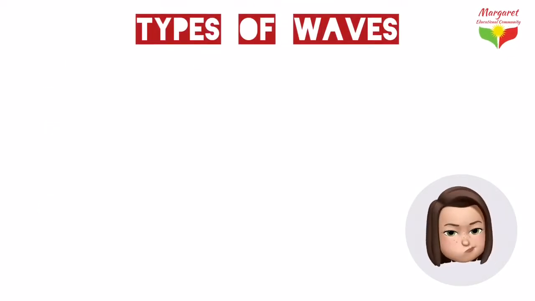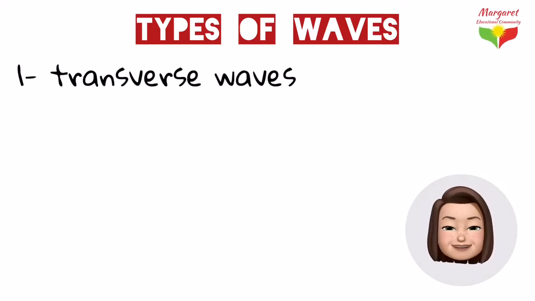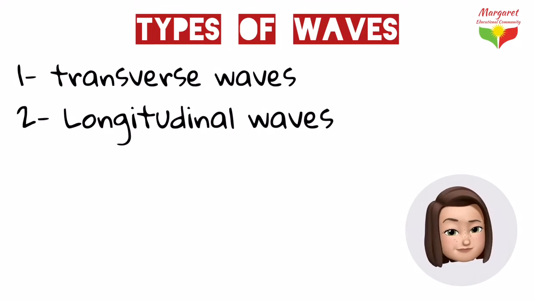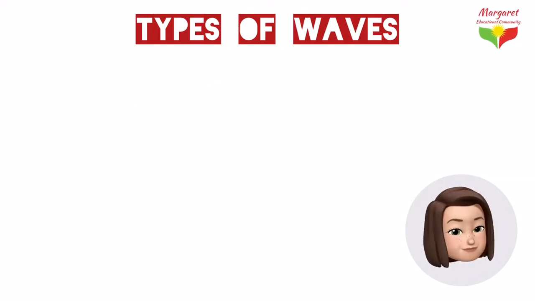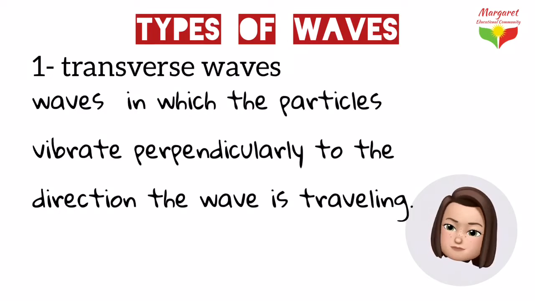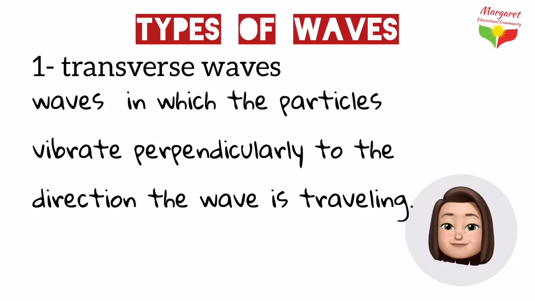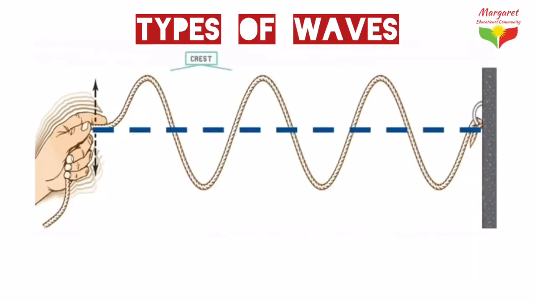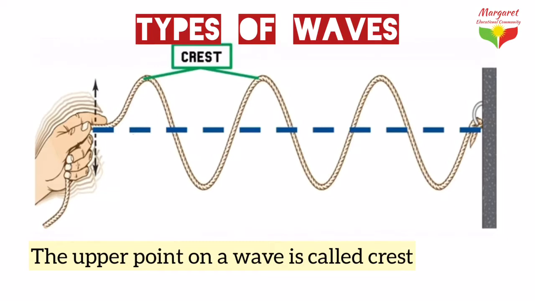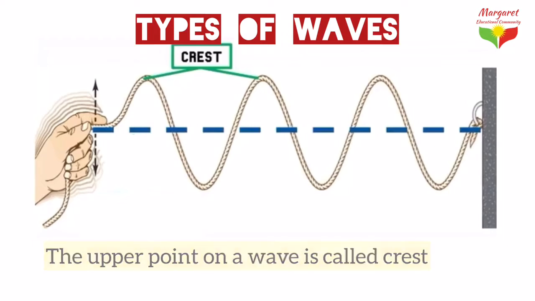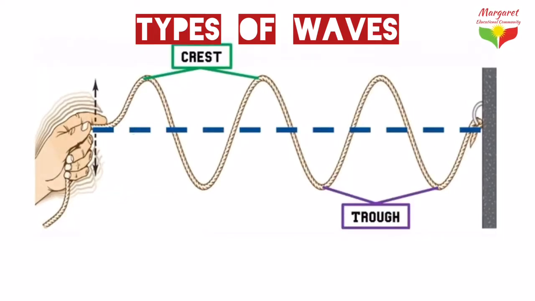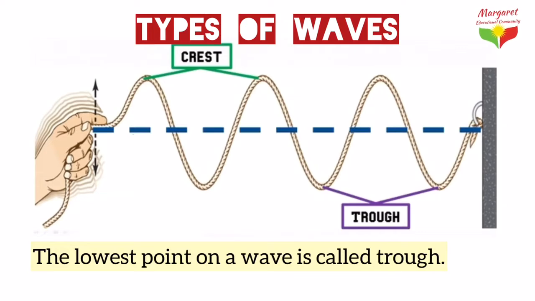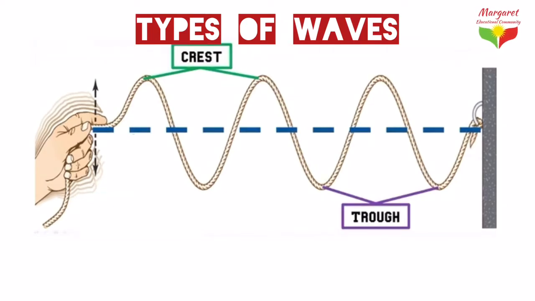Now, about the types of waves, we have so many waves, including transverse waves and longitudinal waves. Transverse waves are waves in which particles vibrate perpendicularly to the direction the wave is traveling. They are made of crests. A crest is a point on a wave with the maximum value of upward displacement within a cycle. And troughs. A trough is the opposite of a crest, so the minimum or the lowest point in a cycle.